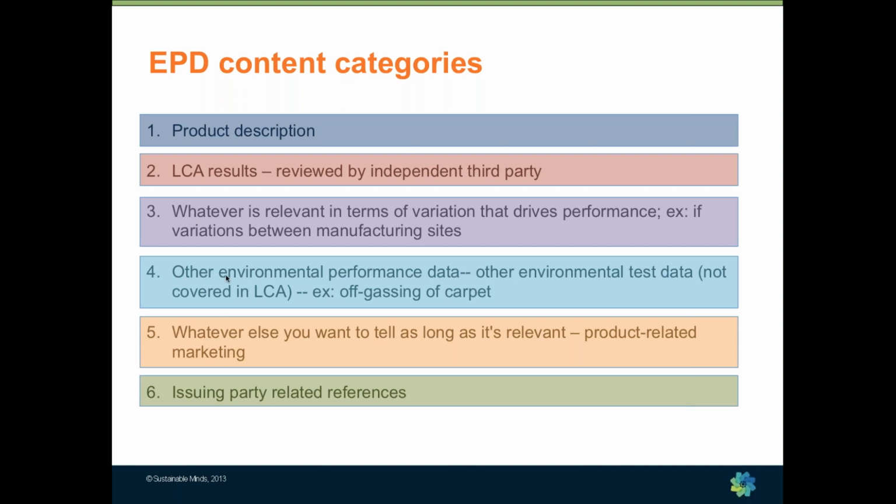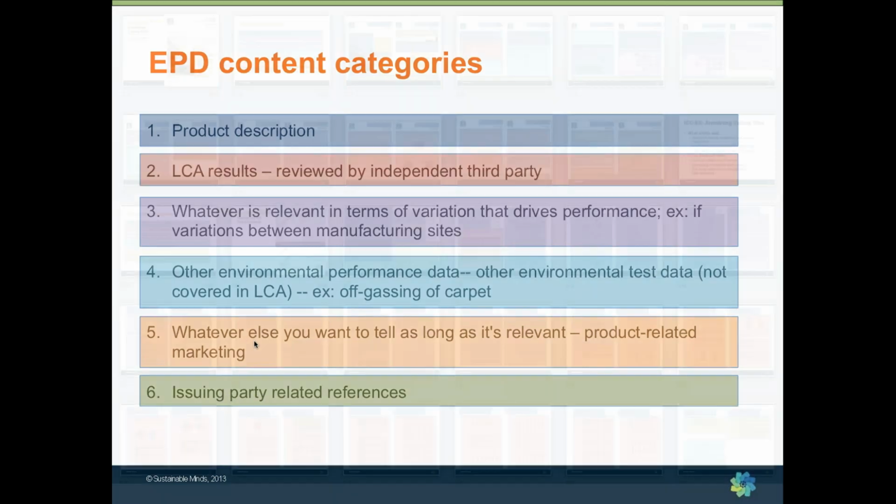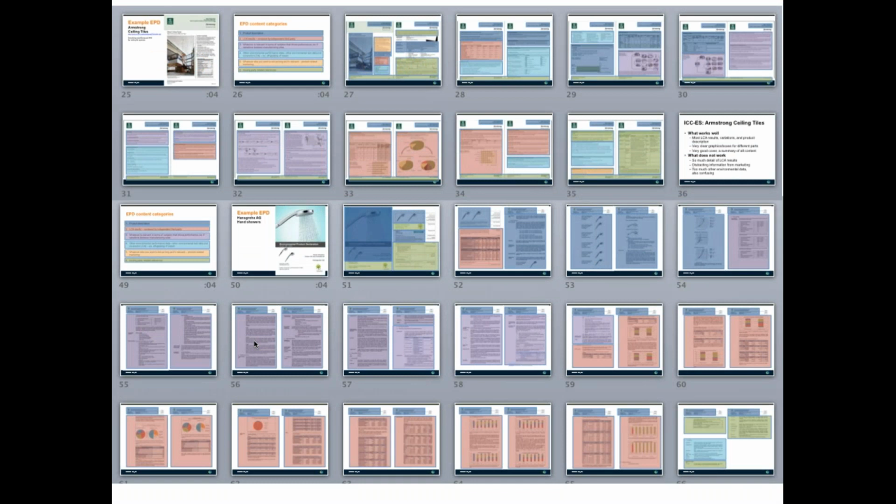So anything that would tell the stories is optional, and this is required because this is the credentials of the verifiers. So remember, teal and orange, optional. So what we did was we went into each of those EPDs and we color-coded the content to see how much of which types of content was in each EPD.